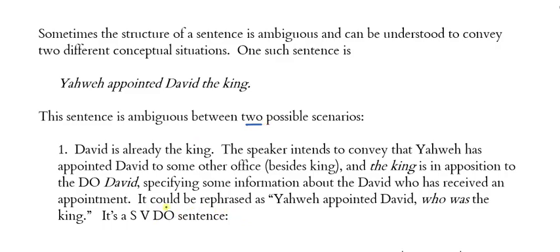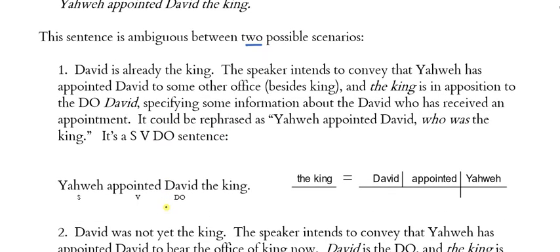Number one, the first scenario is that David may already be the king. And what the speaker intends to convey here is that Yahweh has appointed David to some other office besides king, and the king is in apposition to the direct object David, specifying some information about David who has received an appointment. We could rephrase it this way: Yahweh appointed David who was the king. It's a subject, verb, direct object sentence. Yahweh appointed David the king. So this is apposition here.